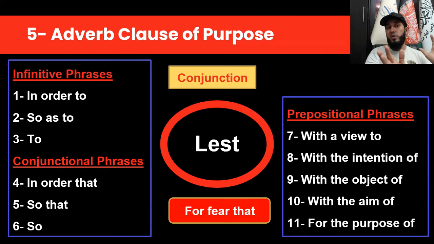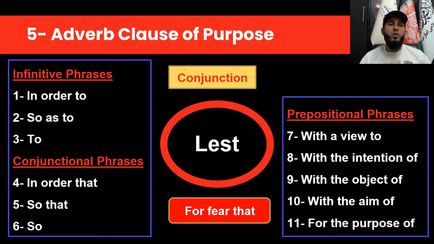Let me give you an example, okay? I study hard in order to get a high score on the TOEFL exam. So now the question is, why do I study hard? In order to get a high score on the TOEFL iBT exam. So it shows the purpose of the action, study hard. Okay, in the main clause, I study hard. That is the main clause. There's an action, study. And in order to get a high score on the TOEFL iBT exam, the adverb clause of purpose shows the purpose of that action.